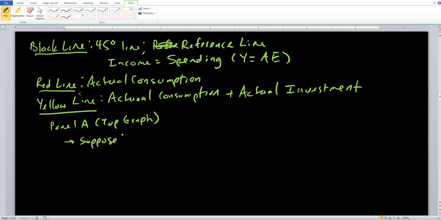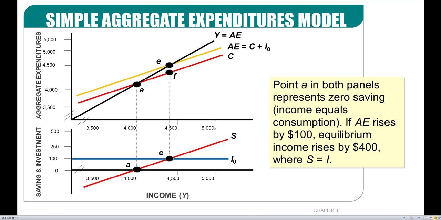So initially, suppose the economy is operating at point A. At point A, what do we notice? This is where consumption is the only variable within our entire model. So we would be in equilibrium if consumption is the only variable. We notice that income is equal to $4,000. We also notice that aggregate expenditures, in this case consumption, is also equal to $4,000. We are intersecting this black line, so they have to equal one another.